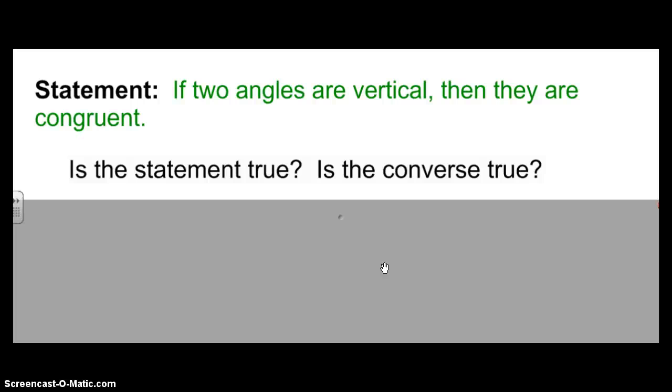Now think about the converse. The converse would be, if two angles are congruent, then they are vertical. So is it possible to have two angles that are congruent and them not be vertical? Yes, of course we can. So therefore the converse is false, and you cannot write this as a biconditional. It is not a valid definition.